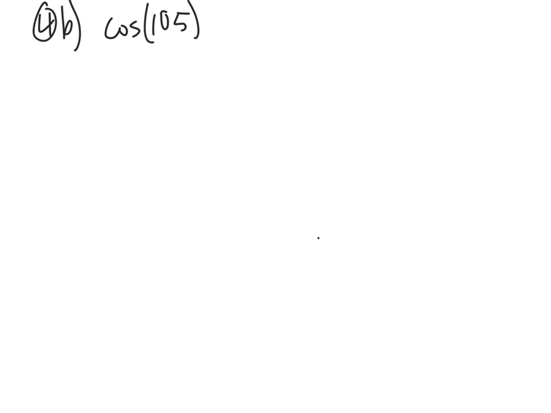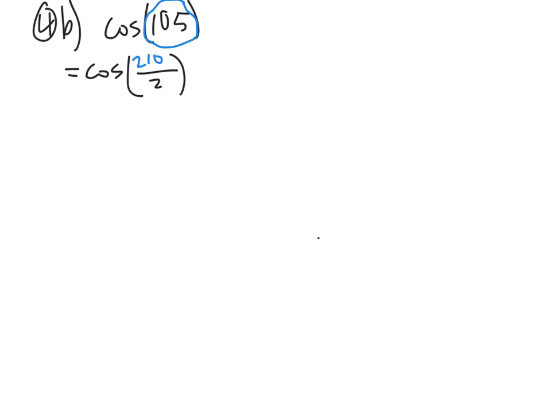Here we go. We're doing 4B. We got the cosine of 105 using the half angle formula. Now, you first ask yourself, what is 105 half of, since I'm using the half angle formula? 105 is half of 210. So this would be equivalent to the cosine of 210 divided by 2, right?